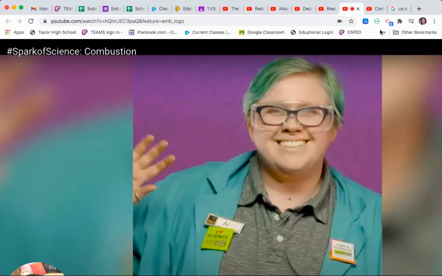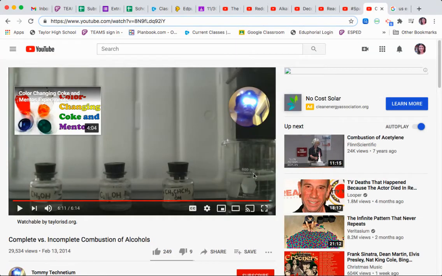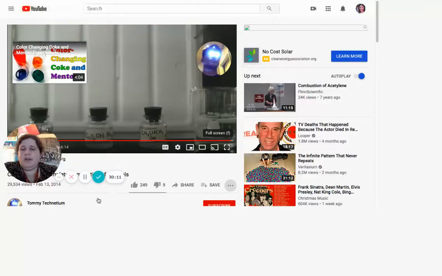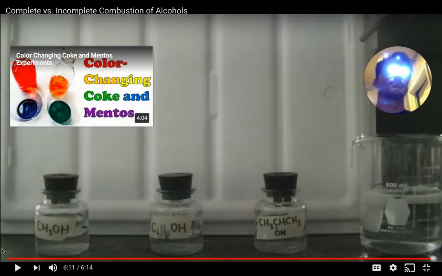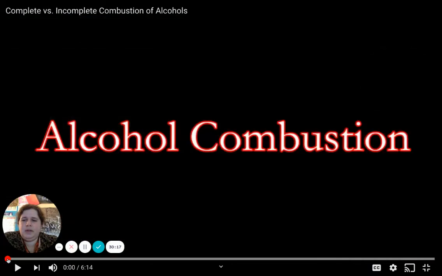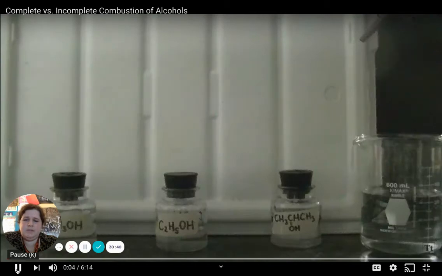All right, so now that we've had a refresher of combustion reactions, let's finish this off with burning alcohols. Okay, so this one actually gets a little fun. So what this guy is doing is he has 3 different alcohols, methanol, ethanol, and isopropyl alcohol, which is rubbing alcohol. And he has soaked some sponges in them, and he's going to burn the sponges. Okay, now I want you to watch what happens to the flames, particularly the color of the flames. So he's going to come and explain it.